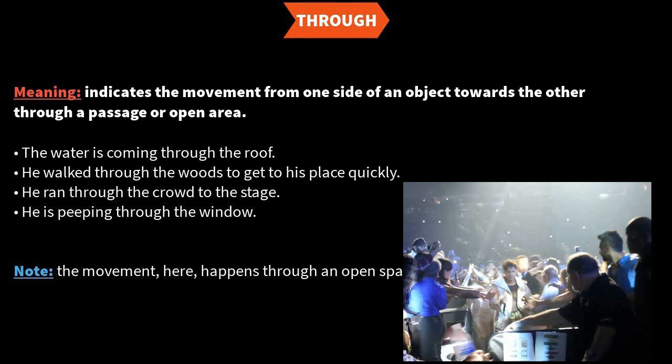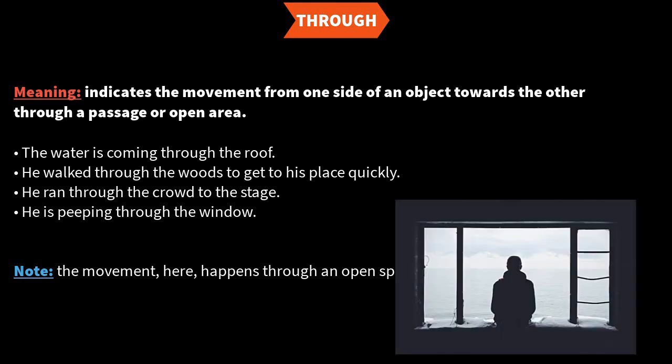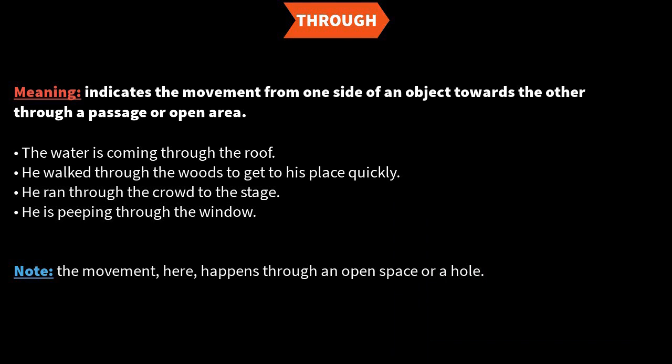Let's look at one more example. He is looking or peeping through the window. There is some space you can look through, you can walk through, you can peek through, right? If it is a wall, can I walk through it? Can I see through it? I cannot. I cannot see through a wall. I cannot walk through a wall. There has to be some space. There has to be some gap. So I hope you've understood how to use this preposition through.